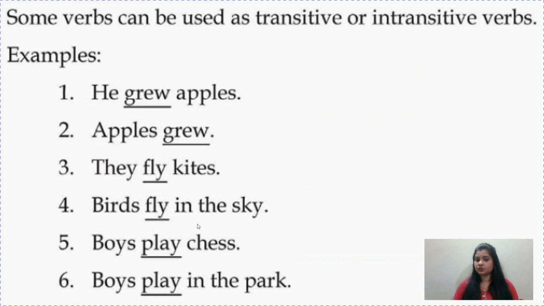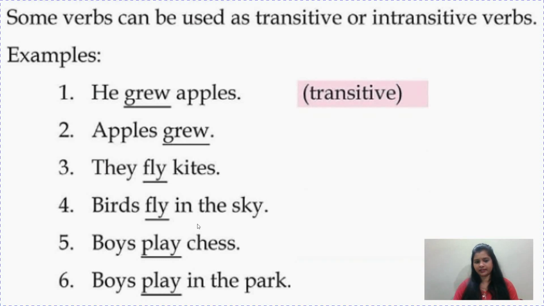Some verbs can be used as transitive or intransitive verbs. For example, let us see, children. There are many verbs. Okay, we can use them as transitive or intransitive verb in a sentence. Like how? He grew apples. Okay, he grew. So what did he grow? What did he grow? So apples. So it needs an object to give it a complete sense. So it is transitive. Apples grew.